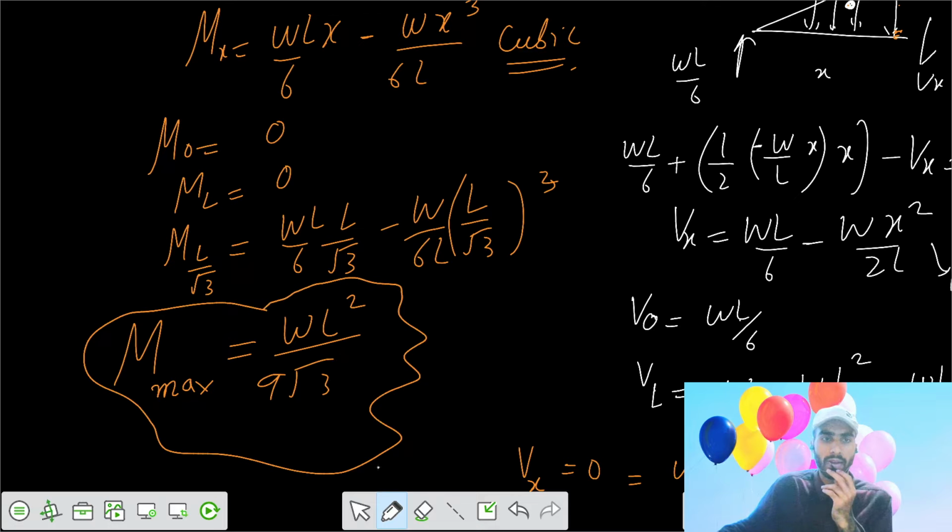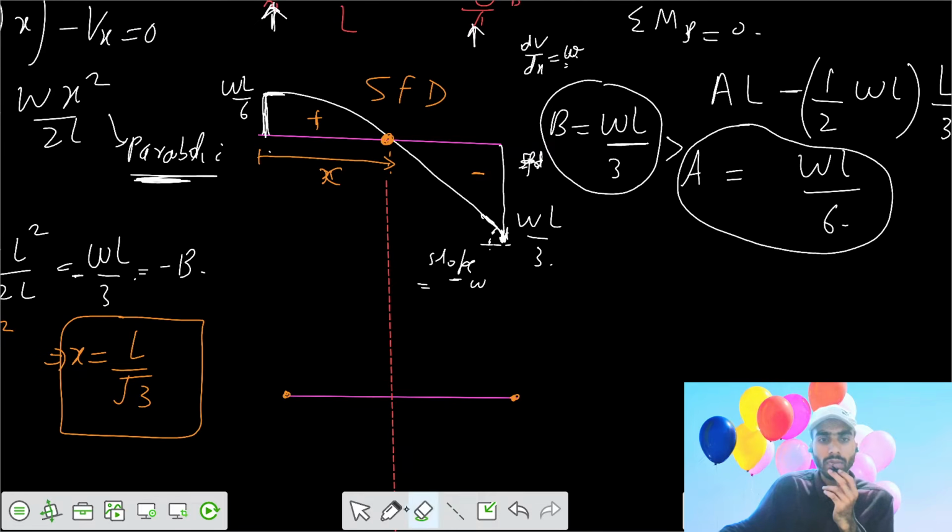This is the standard result, WL square by 9 root 3. So your bending moment at x becomes WL square by 9 root 3. That's a positive value. So we have that cubic variation, a 3-degree curve. This was your 2-degree curve, parabolic variation. This is your 3-degree cubic variation.